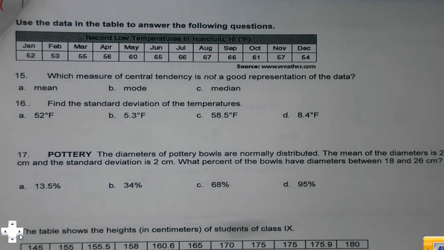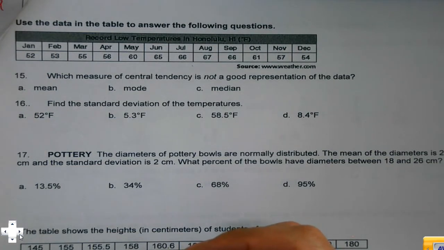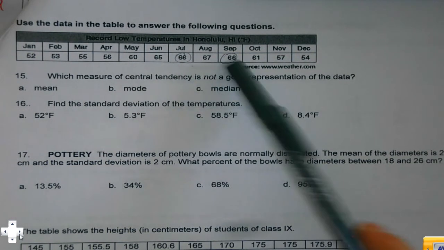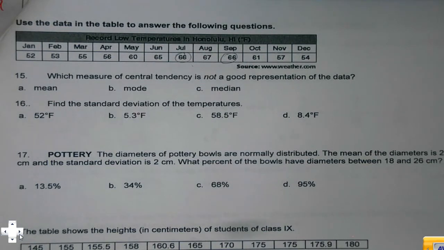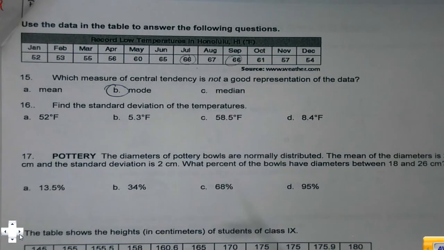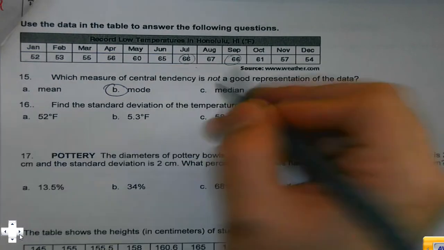All right, so as we flip over, 15 again, which measure of central tendency is not a good representation of the data? Well, here, let's see. I notice as I'm looking through these, the only temperature that seems to repeat is 66. Now, does that seem an accurate depiction of the temperatures? Not really, because the 66 is almost the high for the entire, well, low temperatures. Oh, wouldn't it be great if that were your low temperatures? Holy moly. So mode, because mean would get me pretty close. Median, there's not really an outlier in there, so that would be an okay representation too. So definitely mode, because it's not.